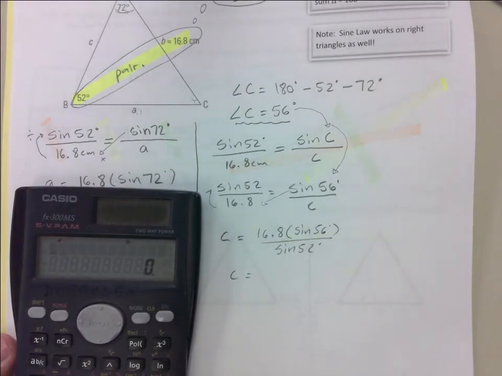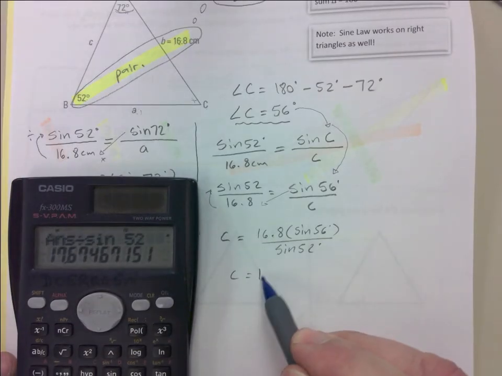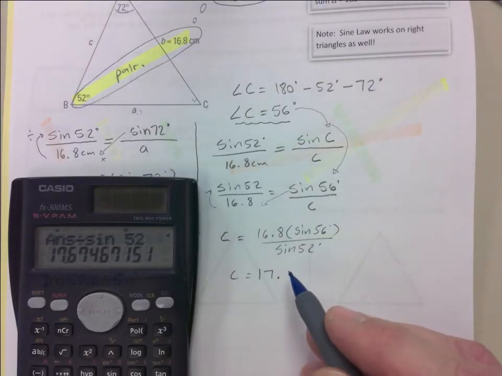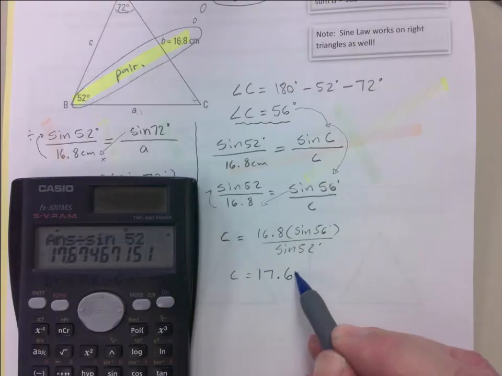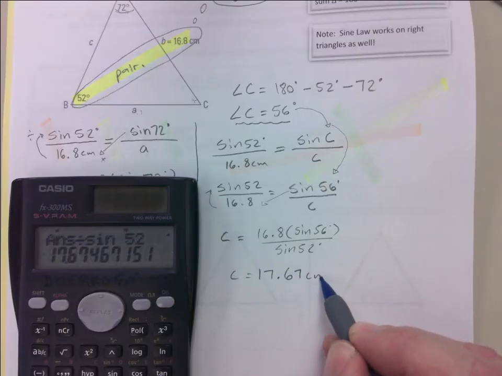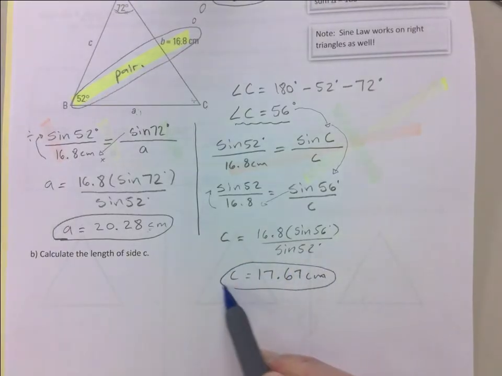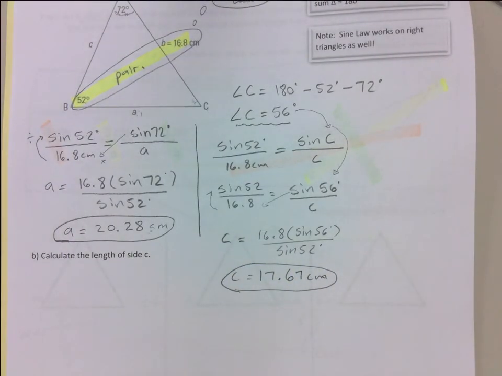Let's solve for C here. Follow me. 16.8 times sine of 56 divided by sine of 52. That is 17.67, right? You're waiting for that. 17.67.